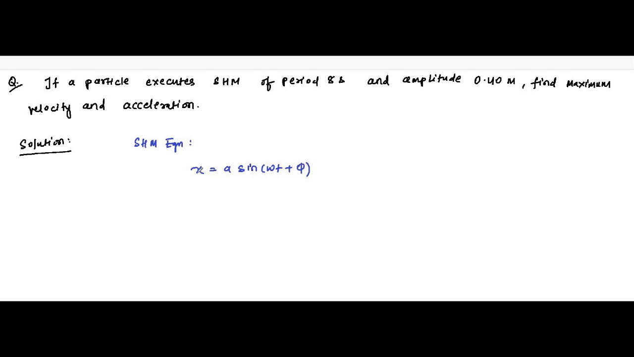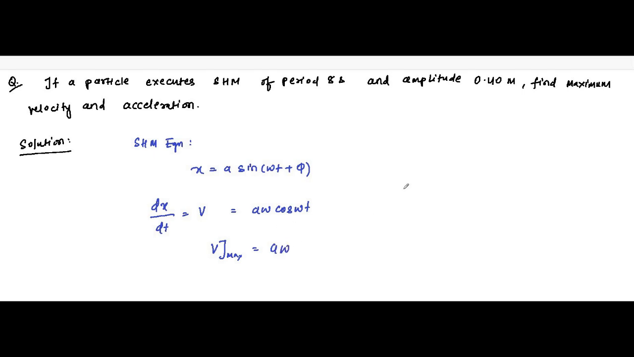Here if we differentiate this displacement equation with respect to time, that is dx by dt, we will get velocity. And that is equal to how much? It will be a omega cos omega t. So this velocity will have a maximum value when this cos thing is equal to 1, omega t will be 0. So the maximum value is a omega.